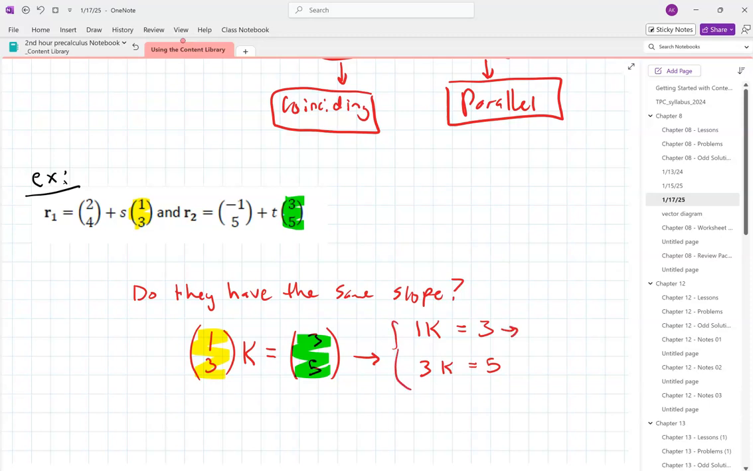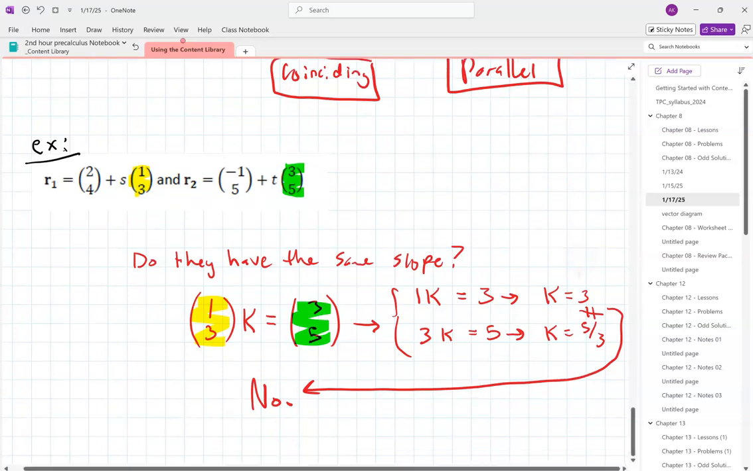Now, if 1 times k is equal to 3, k is equal to 3. But if 3 times k is equal to 5, k has to be 5/3. Those disagree, correct? What that tells me is the answer to this question is no. They are not the same slope. That's what the not equal to is telling me. If I got the same value for k, then those are the same slopes. So far, so good? Okay.